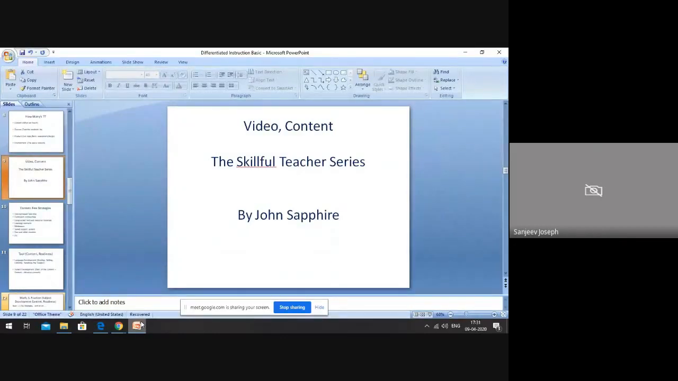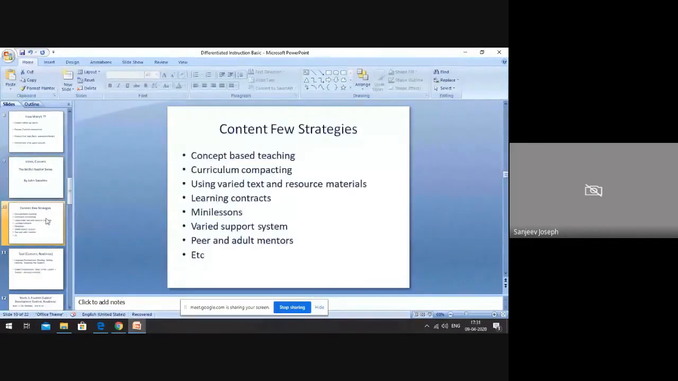Now I come to the discussion with my tool about the same. Before that, let us see a few of the strategies which we use for differentiated instruction. It should be concept-based teaching. It should be curriculum compacting, which I was just talking about. If the children are of a little higher standard or level, we use curriculum compacting for them because they know the stuff, so they can do a little higher studies or higher research on the same topic.